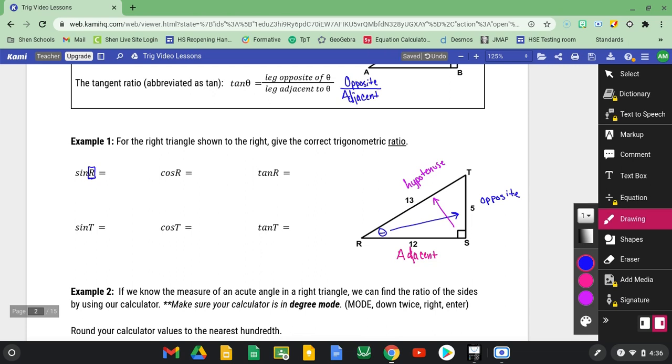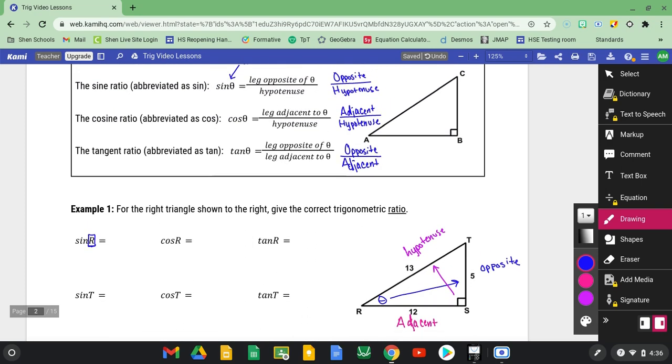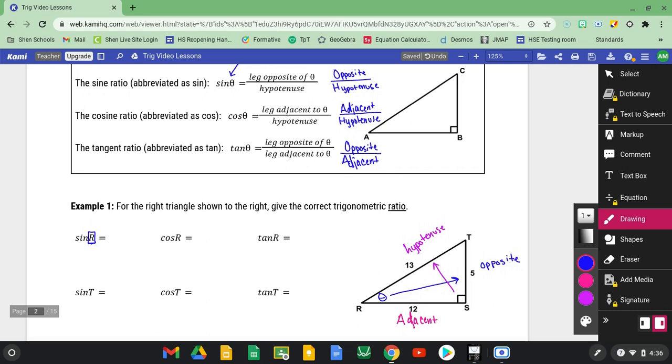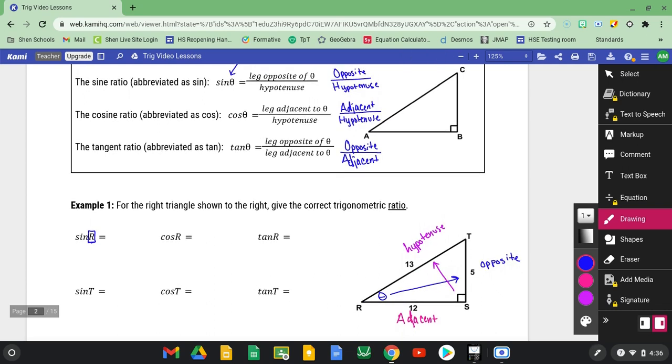We also can label right now the adjacent side, which I usually label last. I usually label my opposite first, looking at whatever angle I'm needing to find. In this case, I'm referring to R. So I'm going to look across from that angle R to find the opposite side. Then I'm going to look across from the right angle to find the hypotenuse. And then the last side is my adjacent.